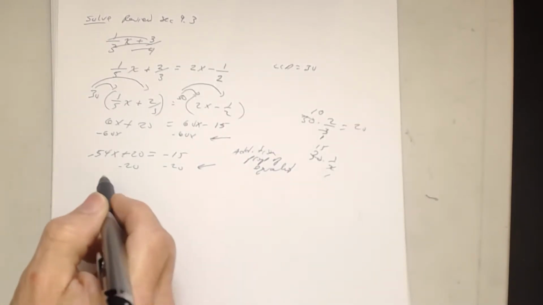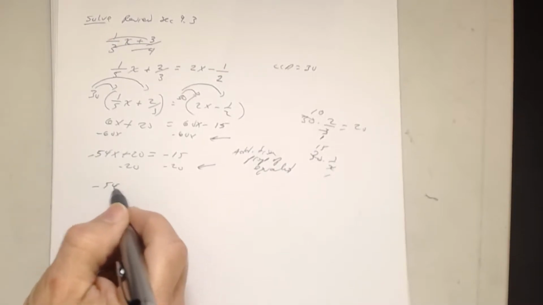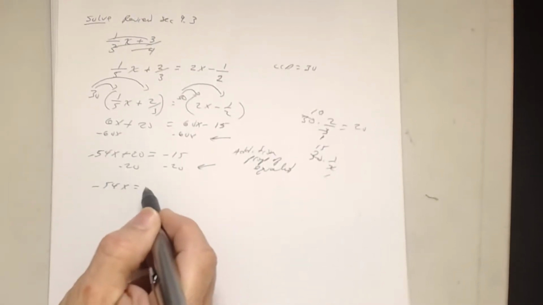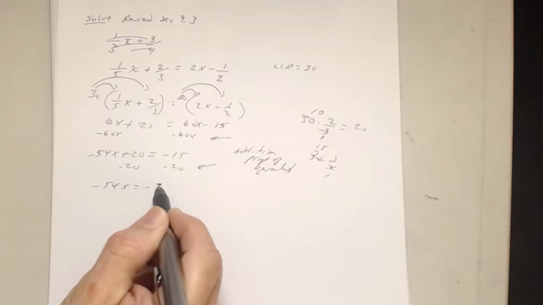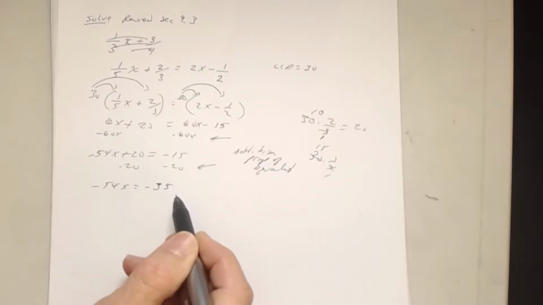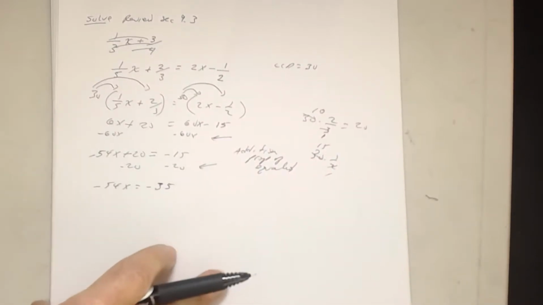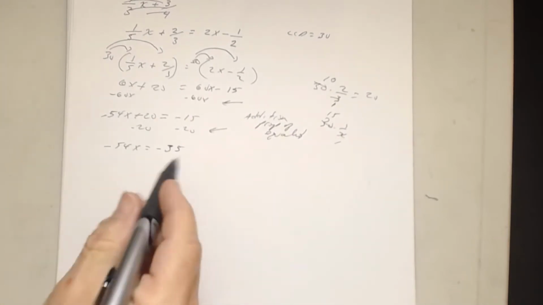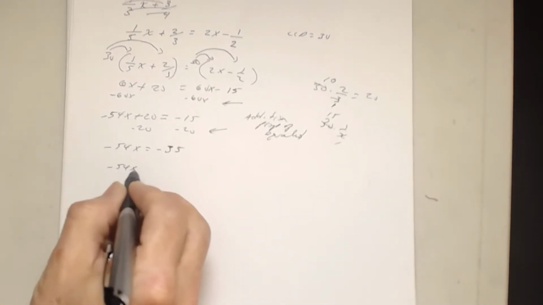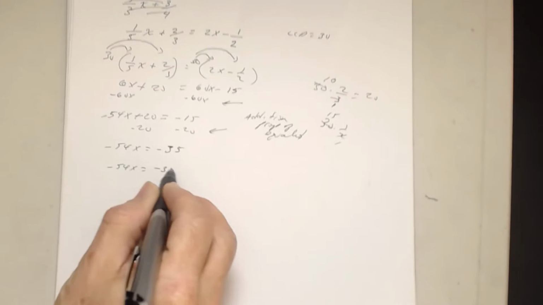Okay. Combine like terms. I'm left with negative 54x is equal to negative 35, right? Yes. All right. What's the next step? Divide both sides by negative 54. Right. Now negative 54x, negative 54.